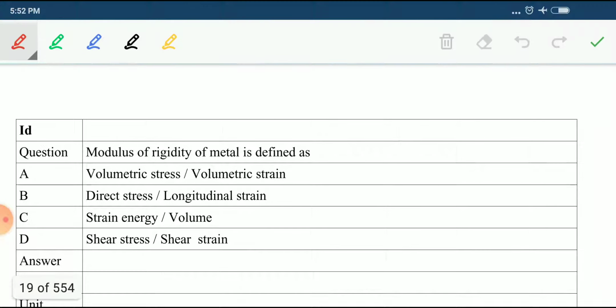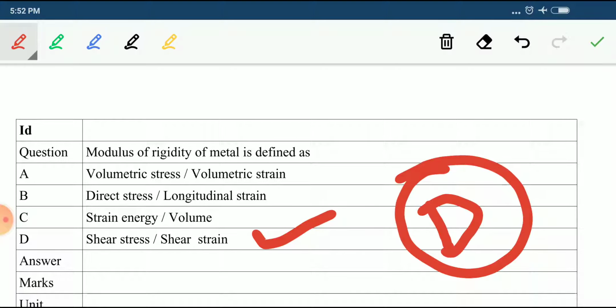Next, that is modulus of rigidity. Modulus of rigidity is defined as shear stress by shear strain. Already we discussed. D is the correct answer for this one. Okay. Next.